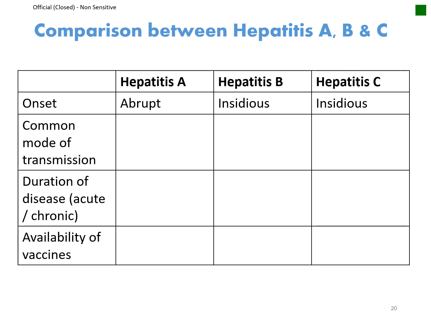Okay, for viral hepatitis, we have looked at hepatitis A, B, and C. Try to summarize the differences by filling in the blanks in this table. The first row, onset, has already been filled in for you.